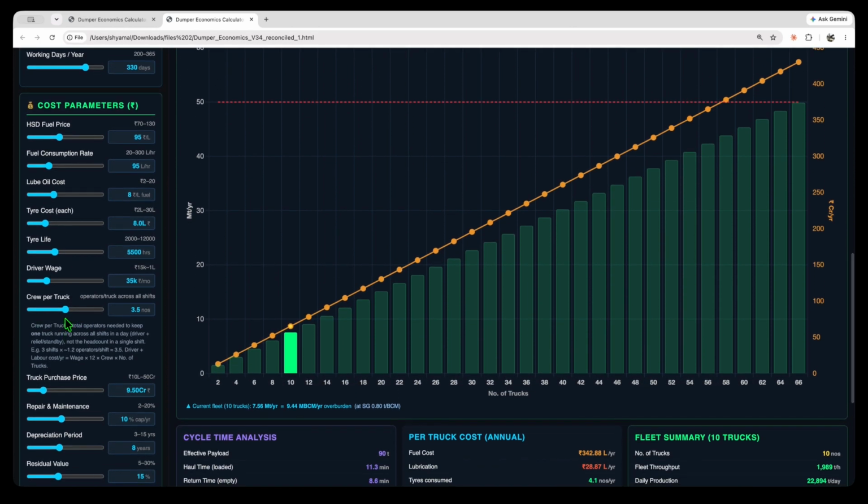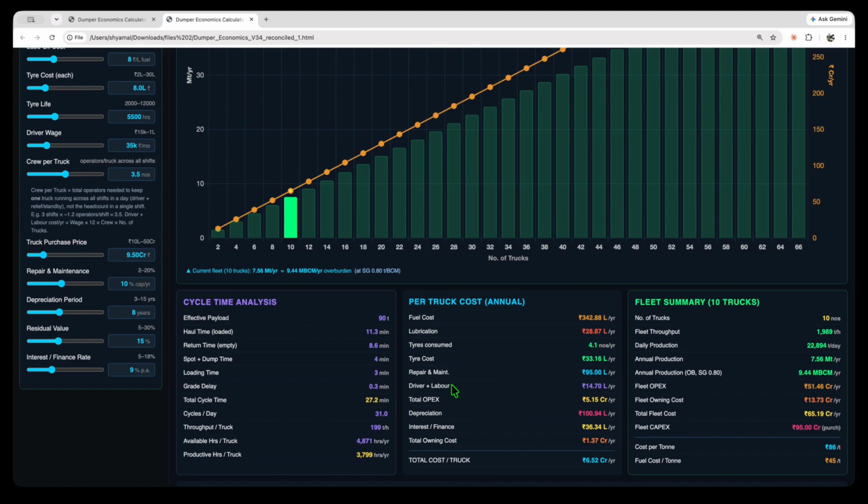Here I have put a special note, that is crew per truck, 3.5 numbers. So whatever may be the driver wage, that will be multiplied by these crew numbers. You can see the remarks: crew per truck is equal to total operators needed to keep one truck running across all shifts in a day, driver plus relief, and these costs are reflected here.